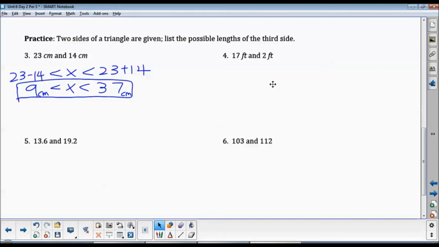This is a good place to pause the video, and go ahead and do 4, 5, and 6 now, and we'll check your answers when you get back.